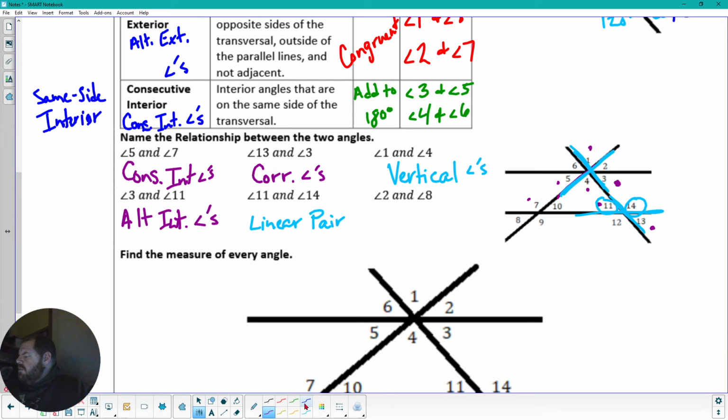The last one we have is angle 2 and angle 8. So we're up here and we're down here. Those are outside the parallel lines on opposite sides of the transversal. Sounds like alternate exterior angles.